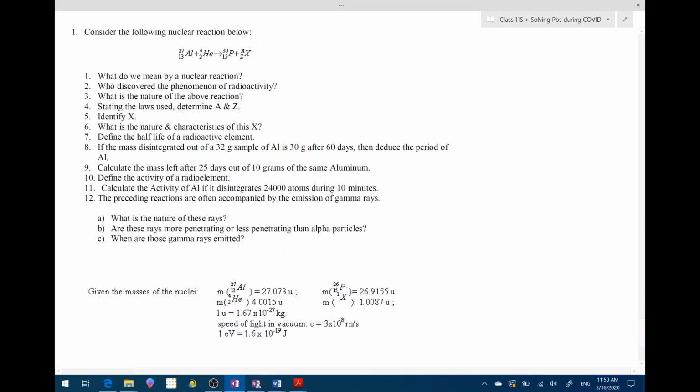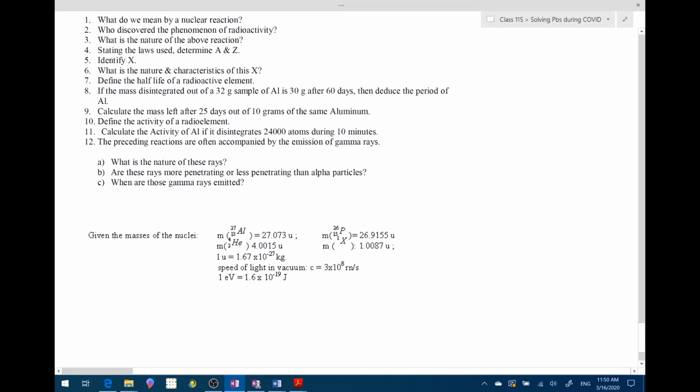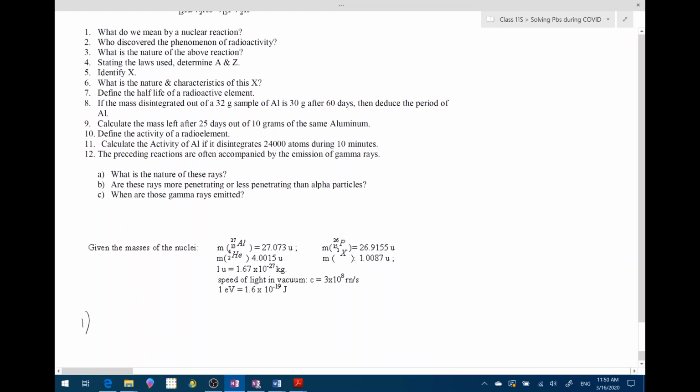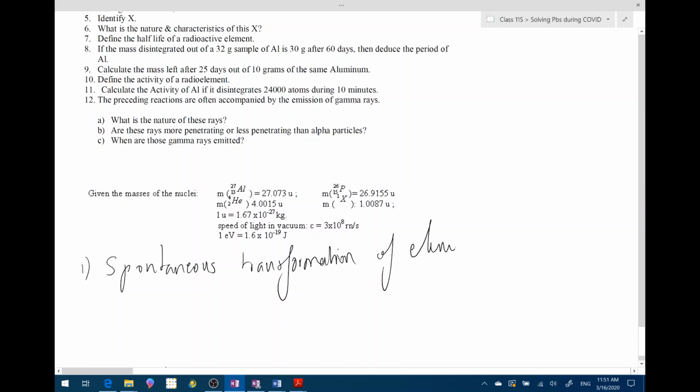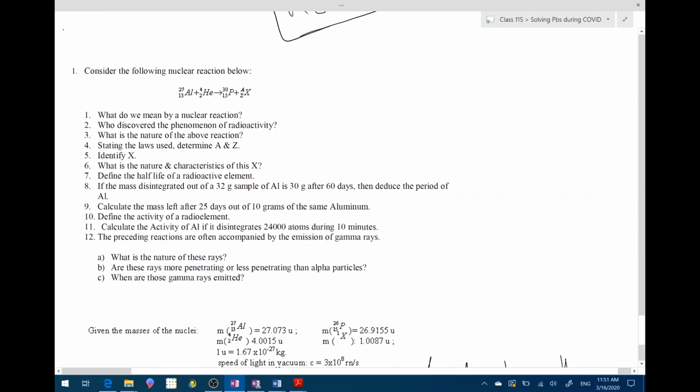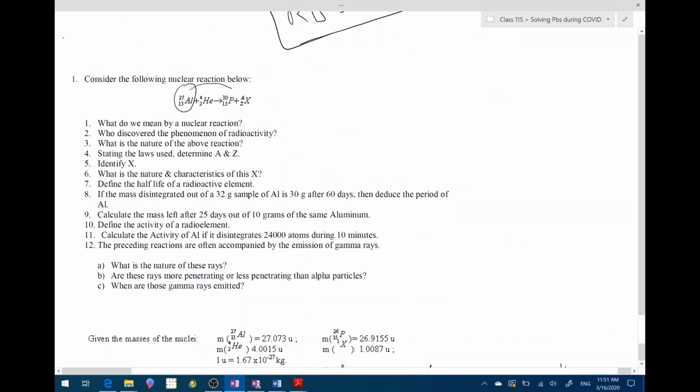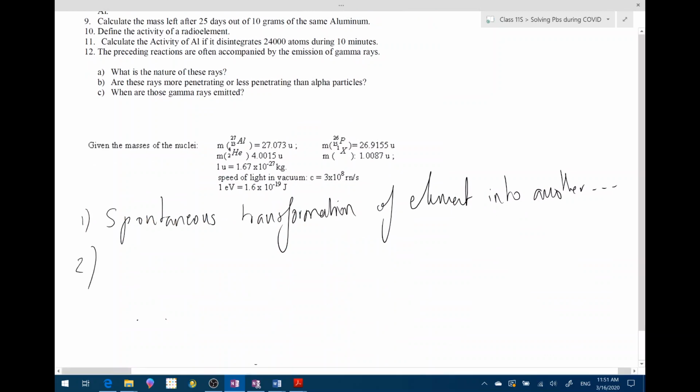And the first question is, what do you mean by nuclear reaction? This comes straight from the definition of a nuclear reaction. It's the spontaneous transformation of one element into another with the emission of certain particles and/or radiation. So you see, let's take a look over here. Aluminum was transformed into phosphorus. Okay, one element has changed into another. All right? This is the first question.